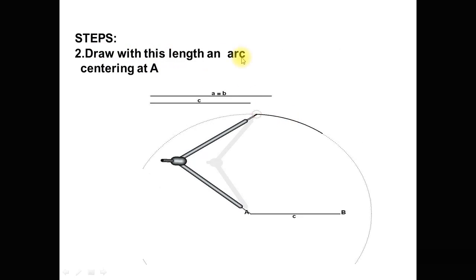Now draw with this length an arc centering at point A. Put the compass at this point A and draw the arc with this length. This length means the arc length will be equal to side A. Then put the compass at this point A and draw this arc.